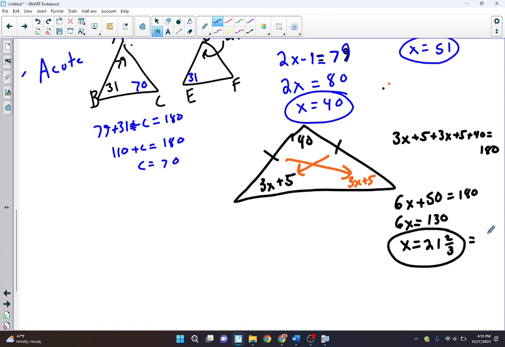Are decimals going to be on a test? Or 130 over 6. Not on purpose, no. He didn't know. I still don't get it. So your x is 130 over 6, or you can reduce that.